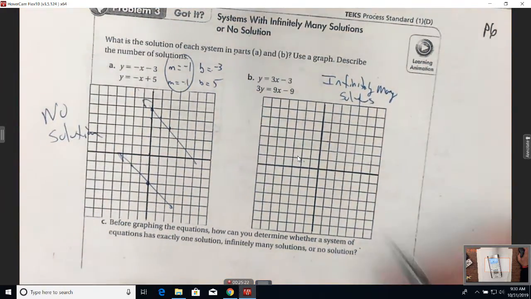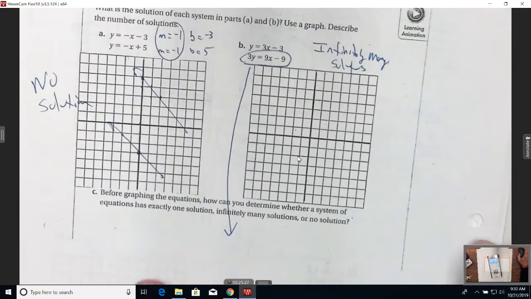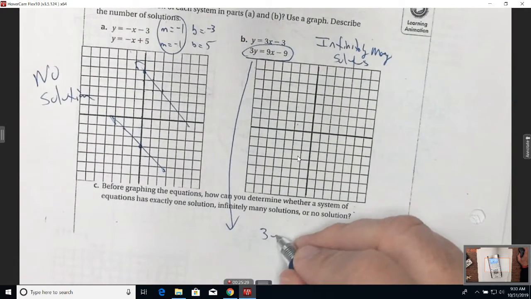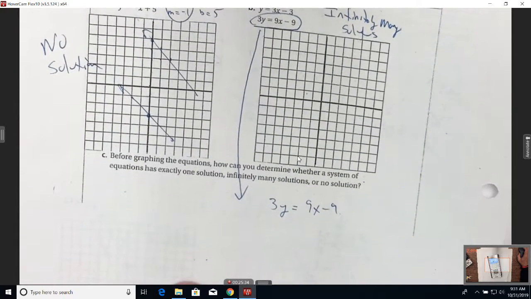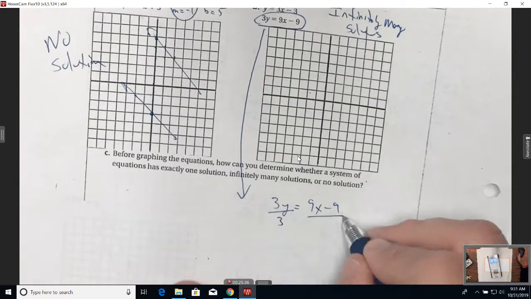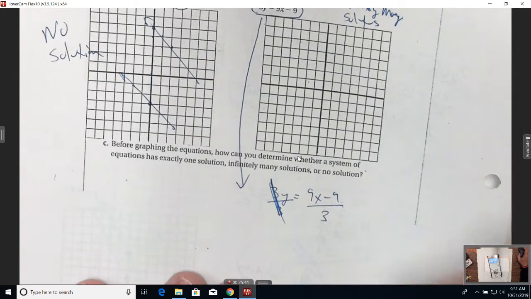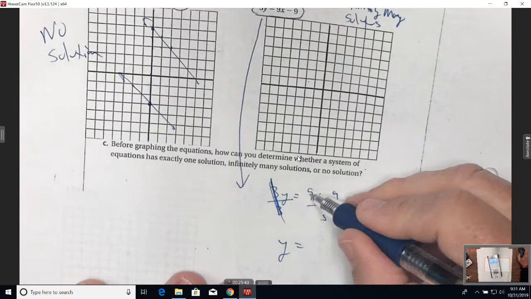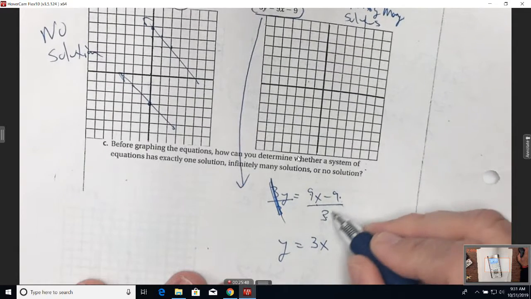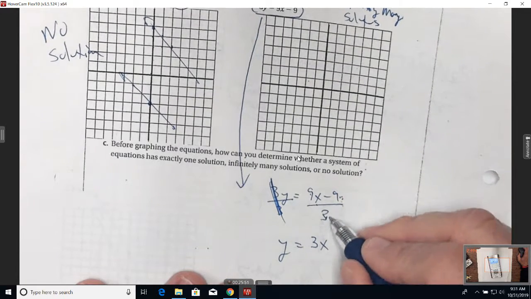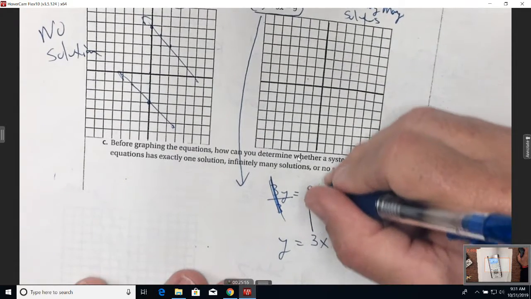Okay? Now, I could prove that they have the same slope and the same y-intercept by taking that and putting it in slope-intercept form. So if I had 3y is equal to 9x minus 9, put that in slope-intercept form. How do I do it? Just divide by 3. Just get the y by itself. 3 divided by 3 cancels out because that's 1. 1 times y is y. 9 divided by 3 is 3x. And then you have to divide this one by 3 as well. So what's a negative 9 divided by positive 3? Negative 3. Look, it's the same equation.